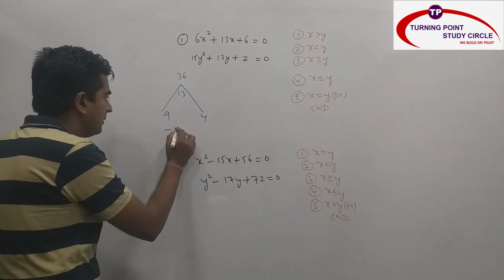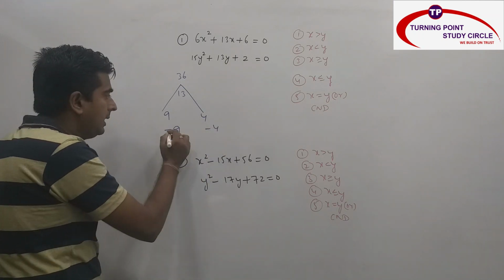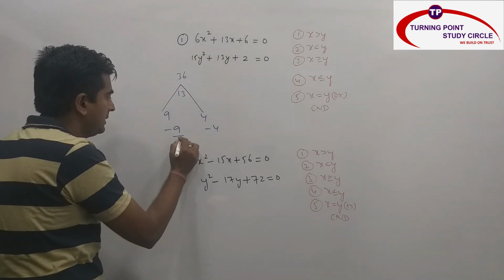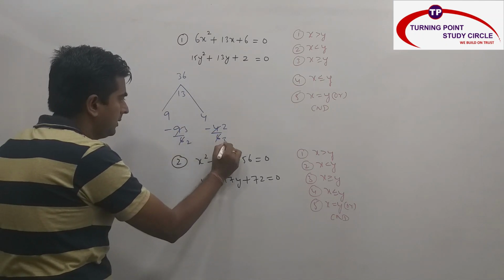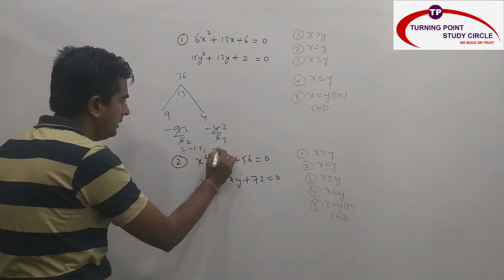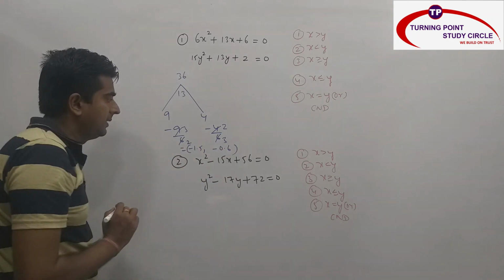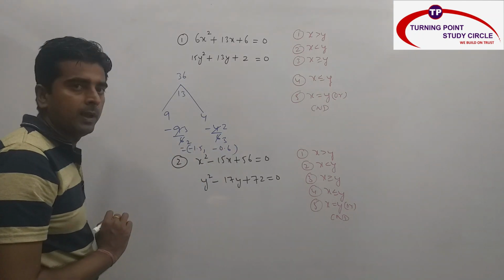Then change the sign. So minus 9, minus 4. Divide both the sides by the coefficient of x square, which is 6. Here also 6. 3 2s are 6, 3 3s are 9, 2 2s are 4, 2 3s are 6. This is minus 1.5 and this is minus 0.6. So my answer for x is minus 1.5 comma minus 0.6.